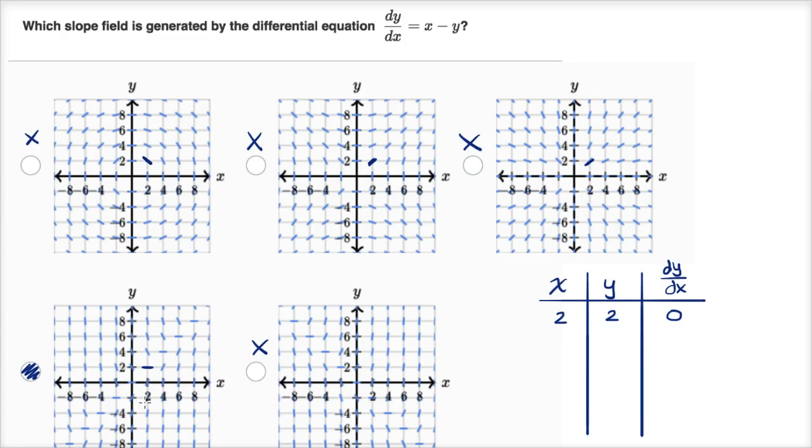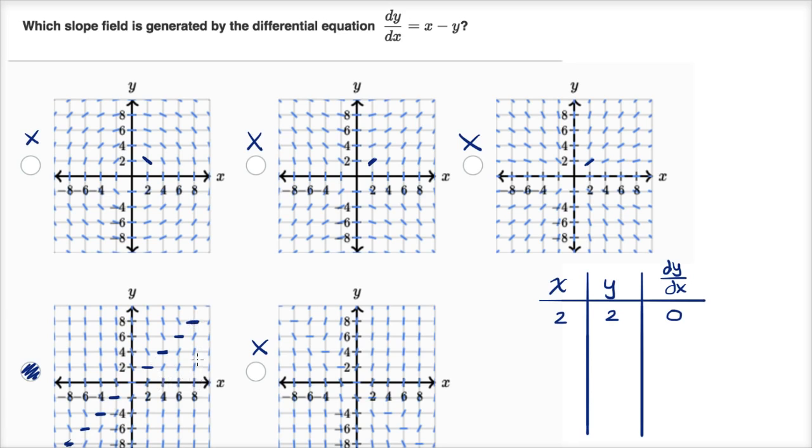But just for kicks, we could keep going to verify that this is indeed the slope field. So let's think about what happens whenever x is equal to y, you're going to get the derivative equaling 0. And you see that here. When you're at 4, 4, derivative equals 0. When it's 6, 6, derivative equals 0. At negative 2, negative 2, derivative equals 0. So that feels good that this is the right slope field.